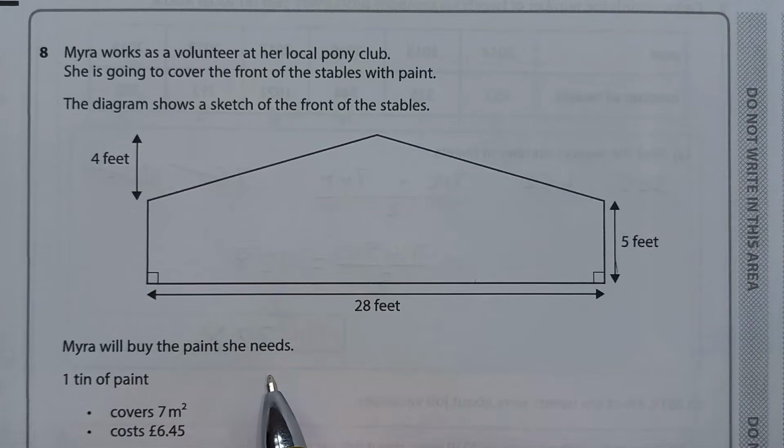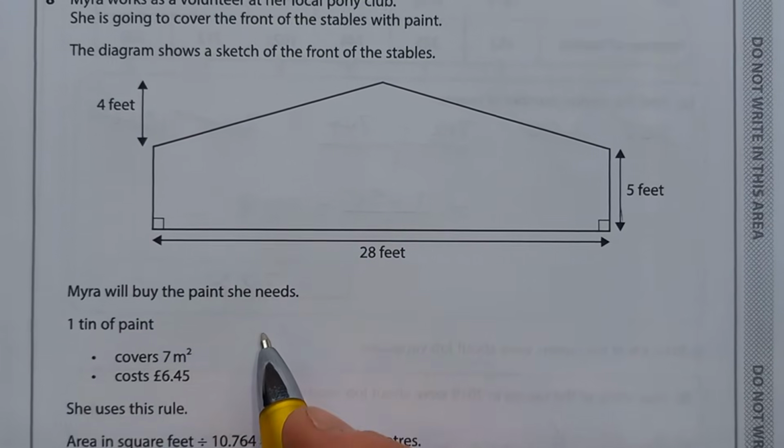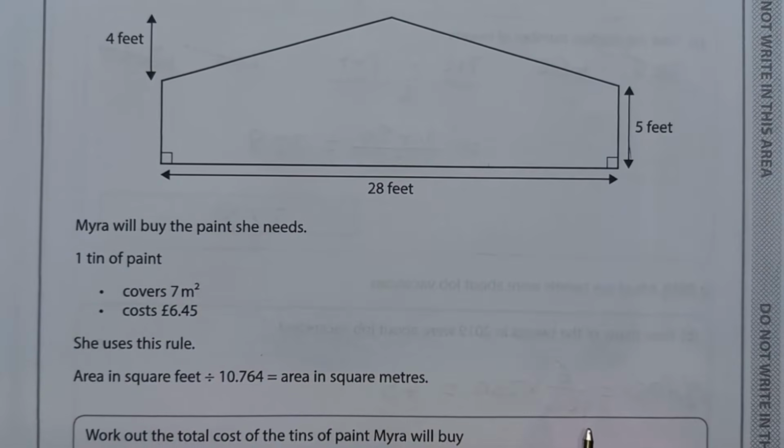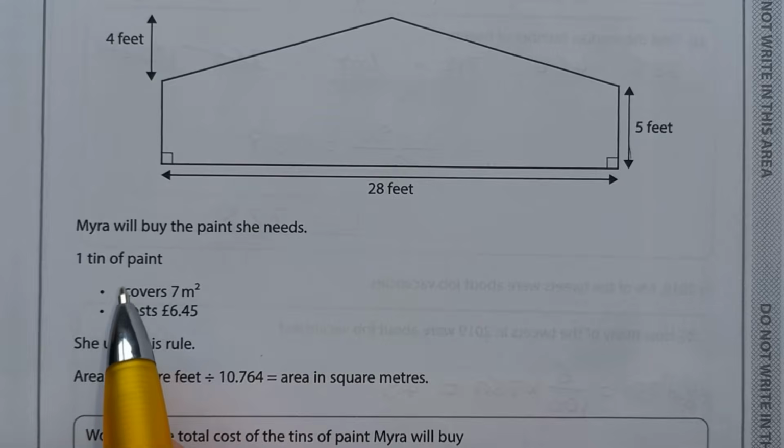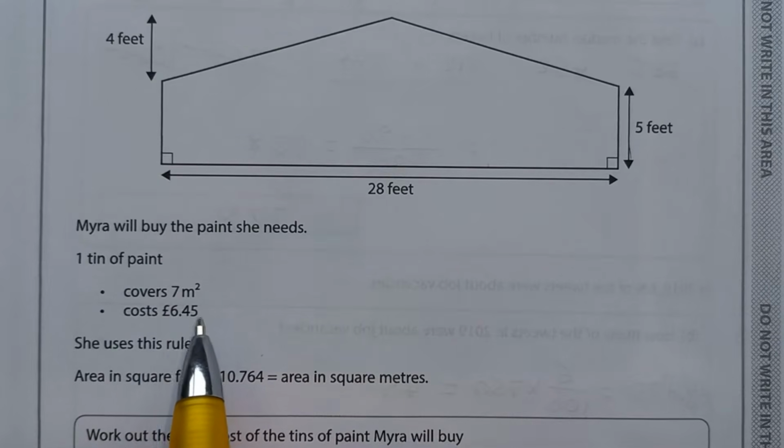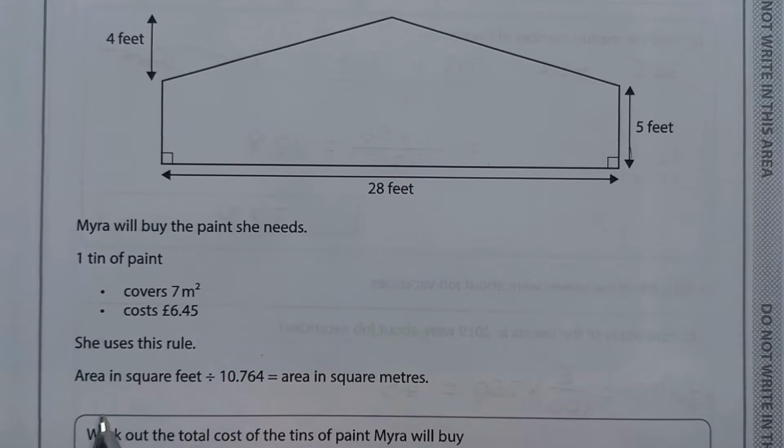Myra will buy the paint she needs. Right, let's move this up. 1 tin of paint covers 7 metres squared and costs £6.45p. She uses this rule. The area in square feet divided by 10.764 equals the area in square metres. Find out the total cost of the tins of paint Myra will buy.